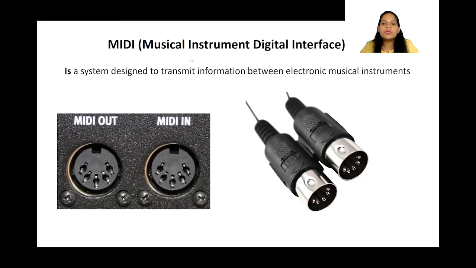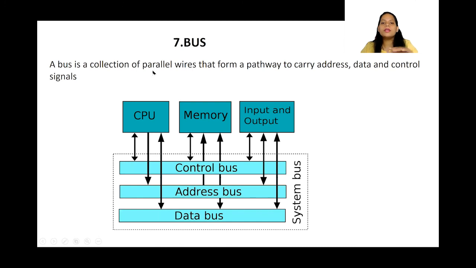Next is MIDI, Musical Instrument Digital Interface. Normally this is used for electronic musical instruments such as a keyboard. They are connected to the system using this type of port. So this is the last of our ports. We saw basically all 16 ports one by one with pictures. I hope it is clear.